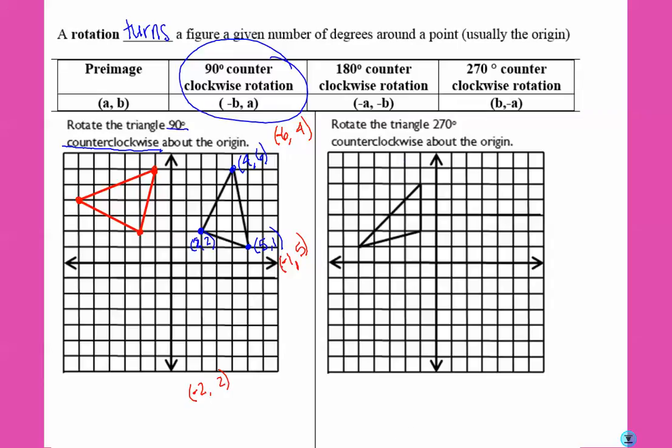In this one, we are going to rotate 270 degrees counterclockwise. So we're going to follow this pattern. Our coordinates are negative 1, 2, negative 5, 1, and negative 1, 5.